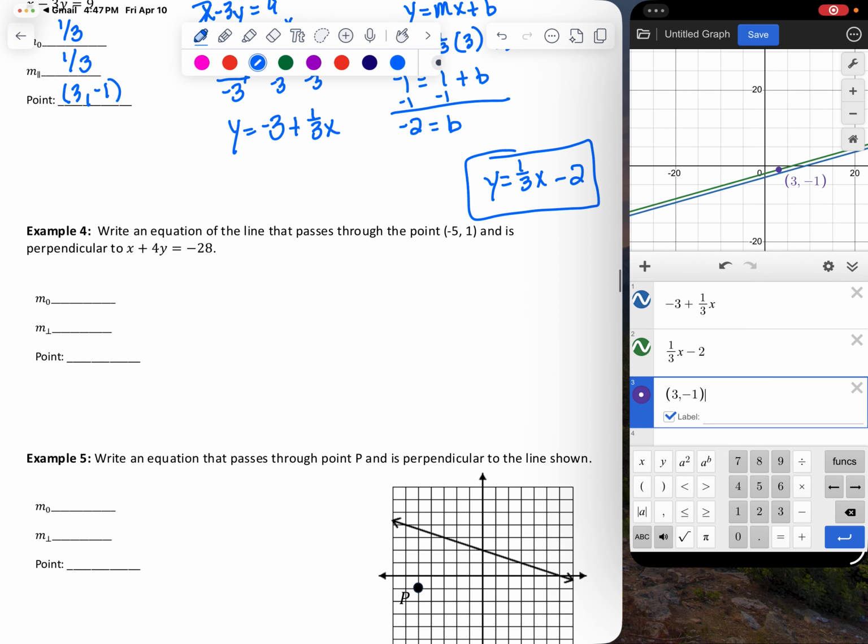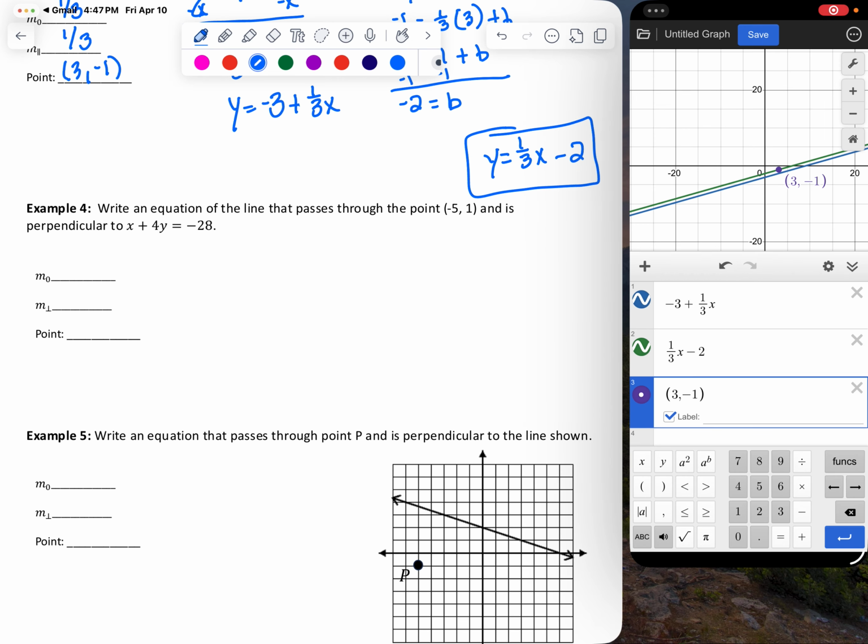All right, example 4. Write an equation of the line that passes through the point (-5, 1) and is perpendicular to x + 4y = -28. So to get our original slope, we're going to have to rewrite x + 4y = -28 into slope-intercept form. So we'll subtract x. So that will give us 4y = -28 - x, and then divide everything by 4.